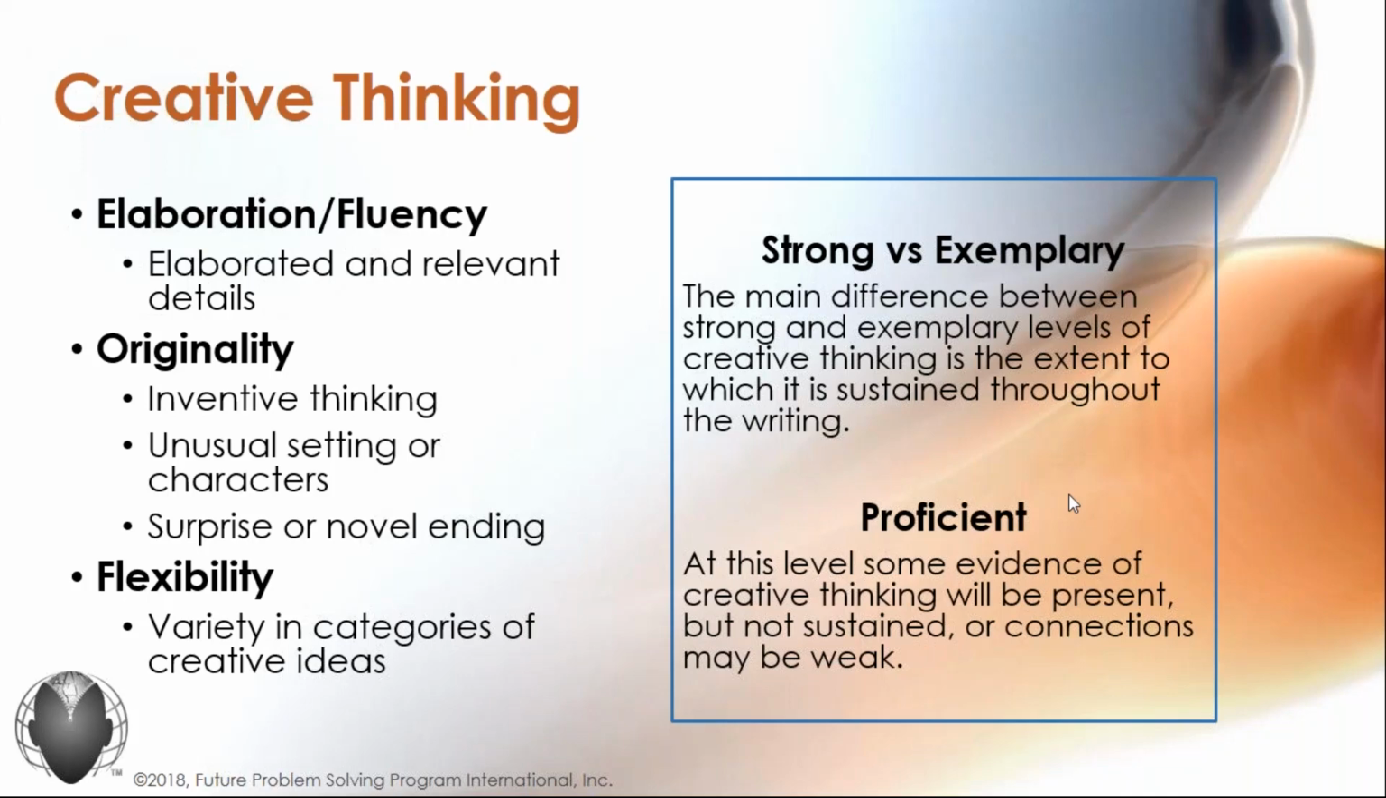And then the proficient would be evidence is present, but it wouldn't be sustained. So it's not throughout the writing, or the connections may be weak. So there could be some inventive items in the scenario, but they're not really connected to the storyline. And that's where you would determine that proficient score instead of a strong or an exemplary score.